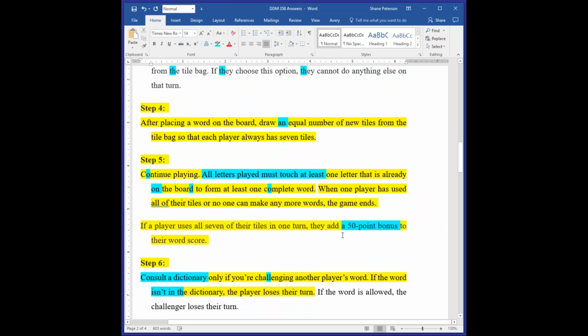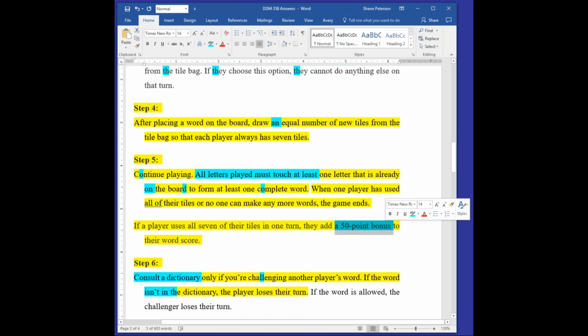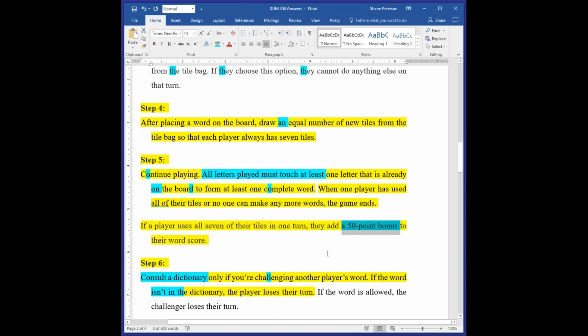Mikiko, a 50-point bonus. They add a 50-point bonus to their word score. Good. So this is one noun. It needs to be tight. A 50-point bonus. Bonus.